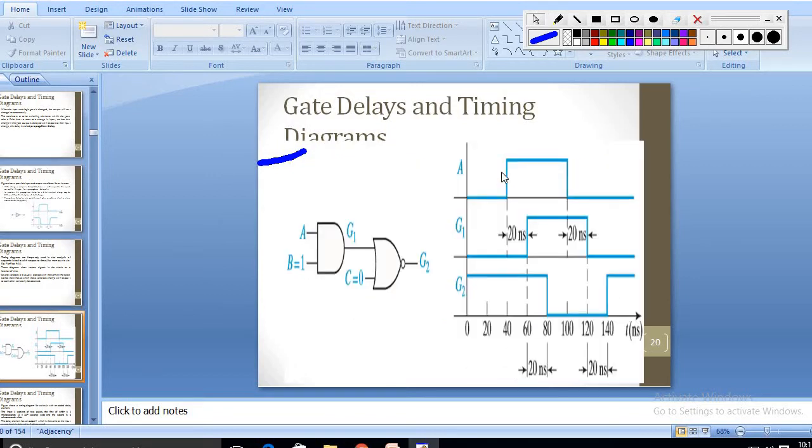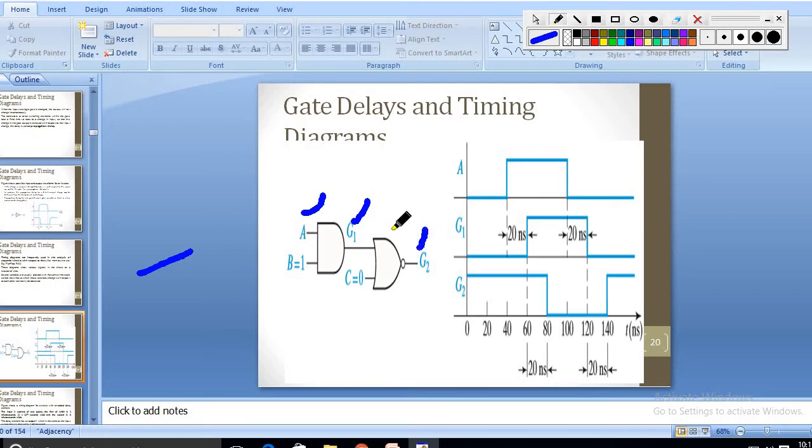Next, see this diagram, the timing diagram and also the waveform. How does it look? First see here, this is an AND gate, right? The condition is that one input of the AND gate, B, should be 1, and one input of the NOR gate, C, should be 0. This is the condition, and the other will be variable. So A should be 0 or 1, and the output of this AND gate, G1, will depend on the inputs, right? Depending on A, G1 will always change with respect to A.